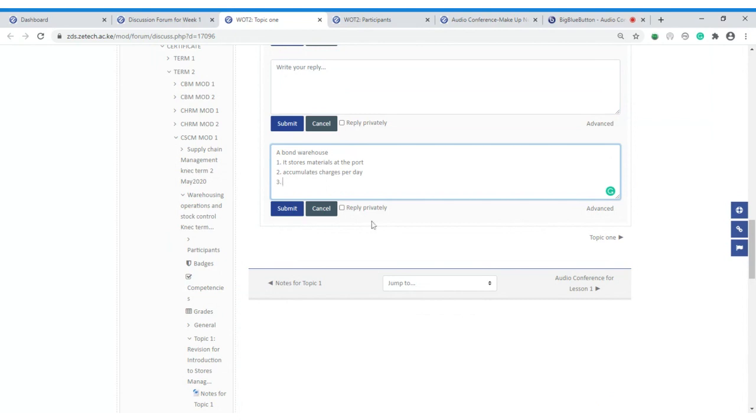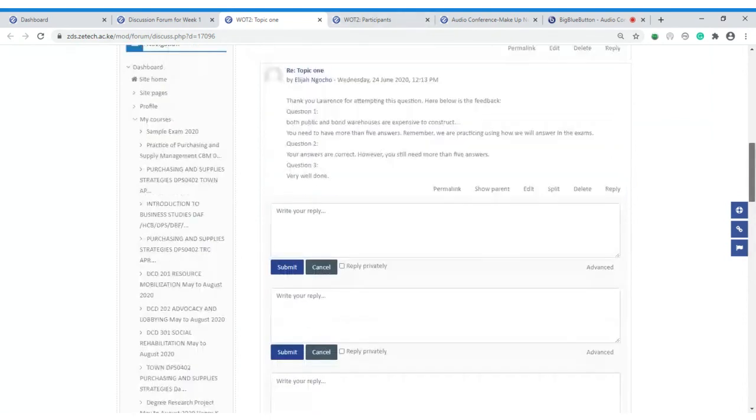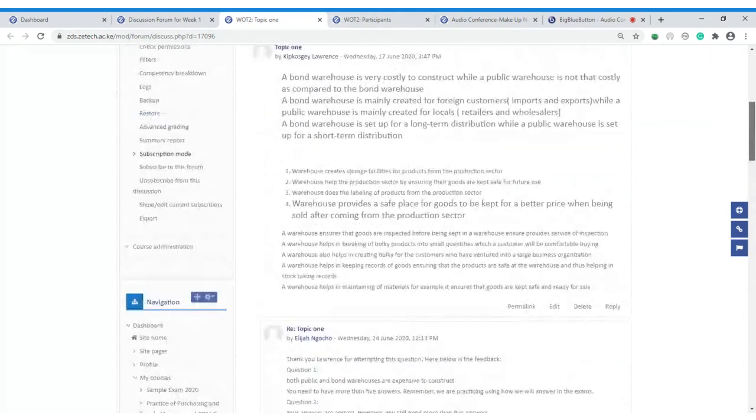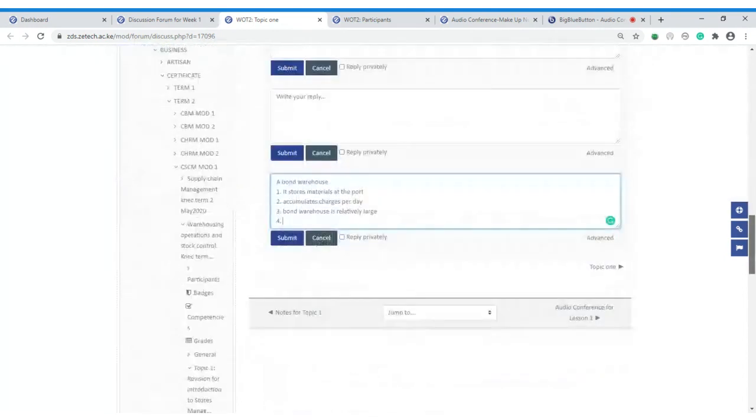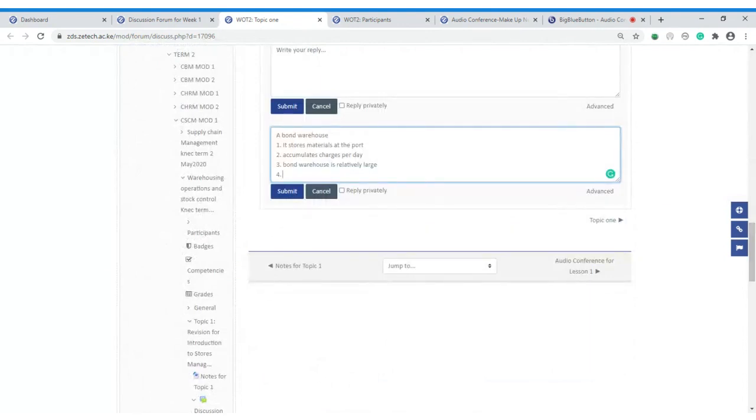Another point is that a bond warehouse is relatively large. The correct word is relatively large. Let me see what you put down on that one. Did you mention sizes? You didn't mention sizes. It's relatively large. A public warehouse can be large or small, but for a bond warehouse, there is no need of it being small.